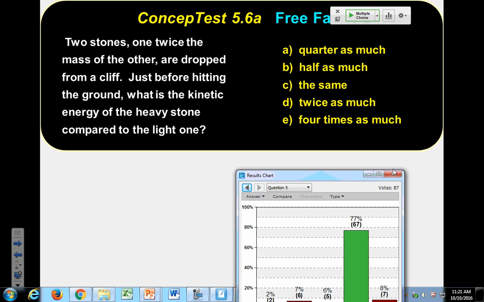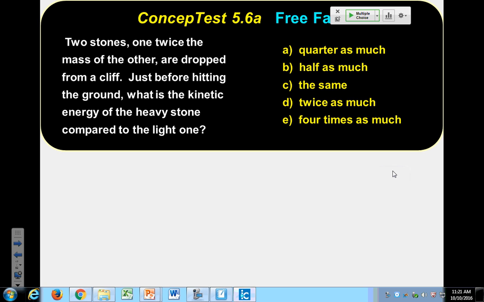Okay, awesome. D is right. I have 2 objects, one big, one small. They both drop. At the bottom, they both have the same speed because they're both accelerating at the same rate. And the energy then is going to be 1/2 mv squared. They both have the same velocity, but the heavier stone has twice the mass, so it'll have twice as much energy. It has the same speed, but twice the mass.